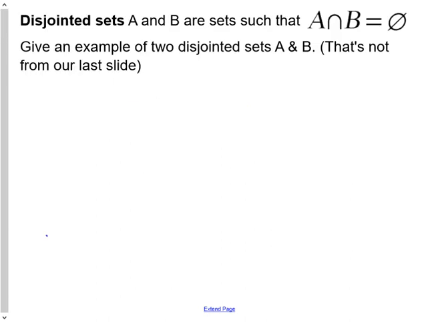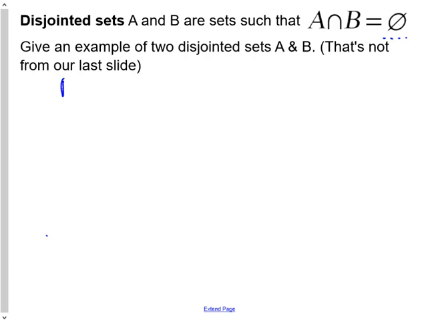So that was an example of disjointed sets. Disjointed sets are sets that have no intersection. There is no element, there's our null set sign, in A intersect B. So what are a couple more examples of disjointed sets that aren't the ones from our last slide?